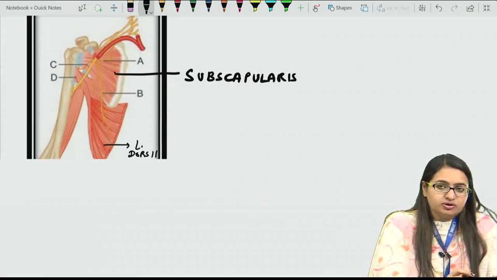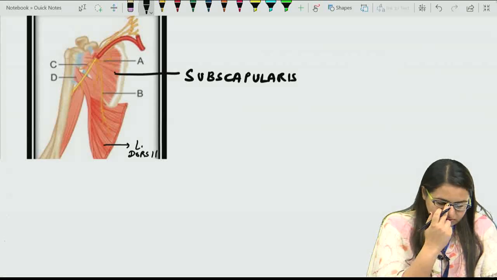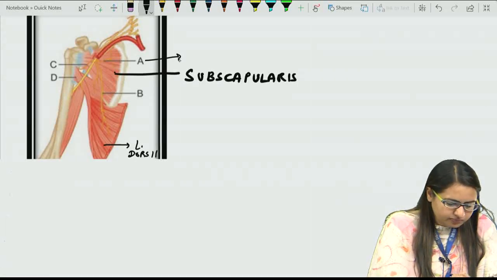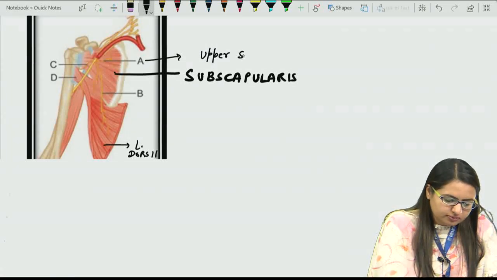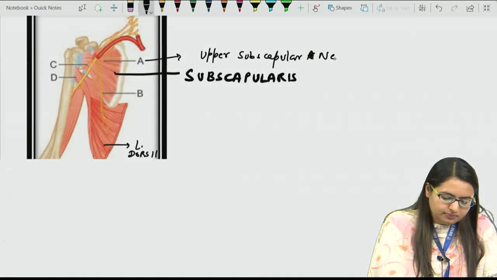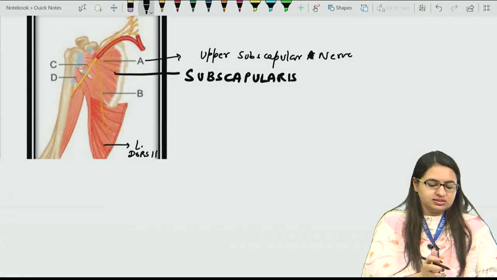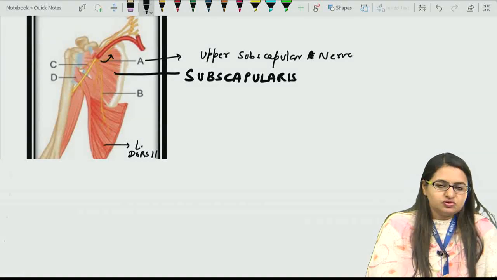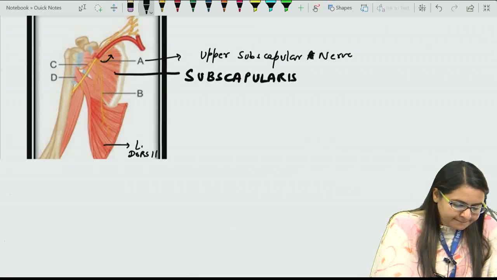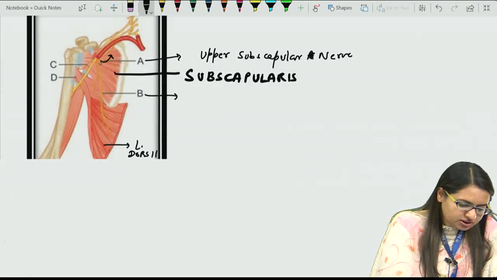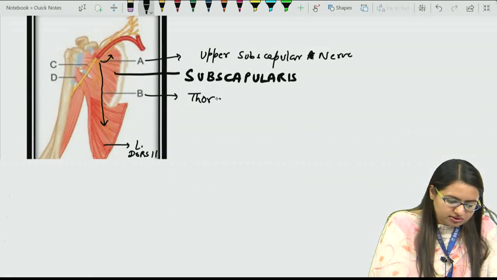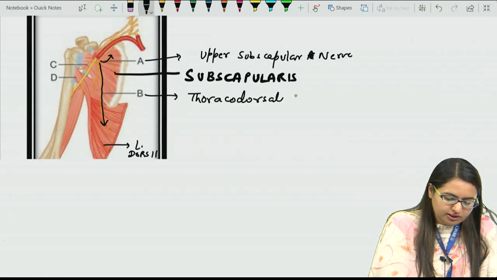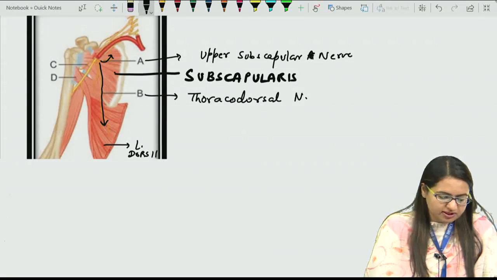Now these points are on the nerves or branches of the brachial plexus. A is the upper subscapular nerve. This nerve is going upwards like this, and it will be supplying the subscapularis muscle. Now another landmark, B. If you see, this nerve is going lower down towards the latissimus dorsi. This is the thoracodorsal nerve, also termed the nerve to latissimus dorsi.